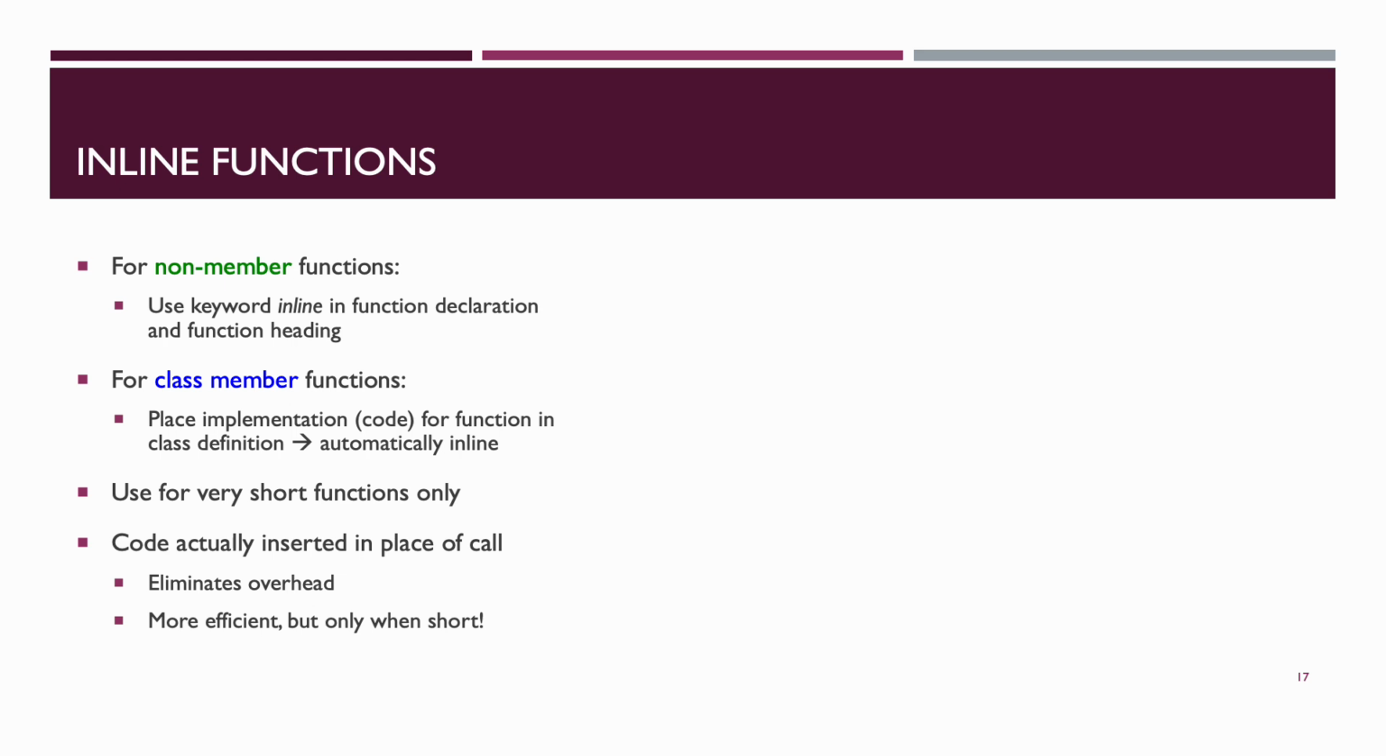When you use the inline keyword, you are suggesting to the compiler that this function should be expanded directly at each call site rather than making a function call. However, the final decision is up to the compiler. For inline functions for class member functions, if the function's implementation is placed inside the class definition, the function is automatically considered inline by the compiler. You don't need to explicitly use the inline keyword in this case.